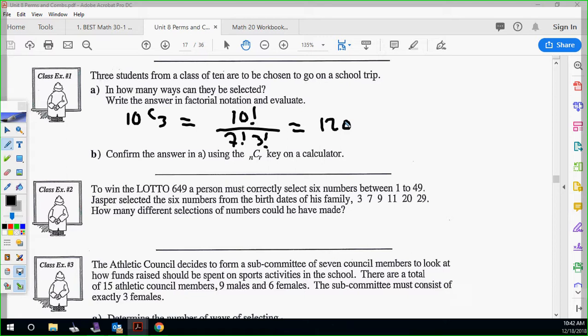So confirm the answer using the nCr key. You put it in your calculator, guys, and you'll confirm it's 120. All right, a couple more here.